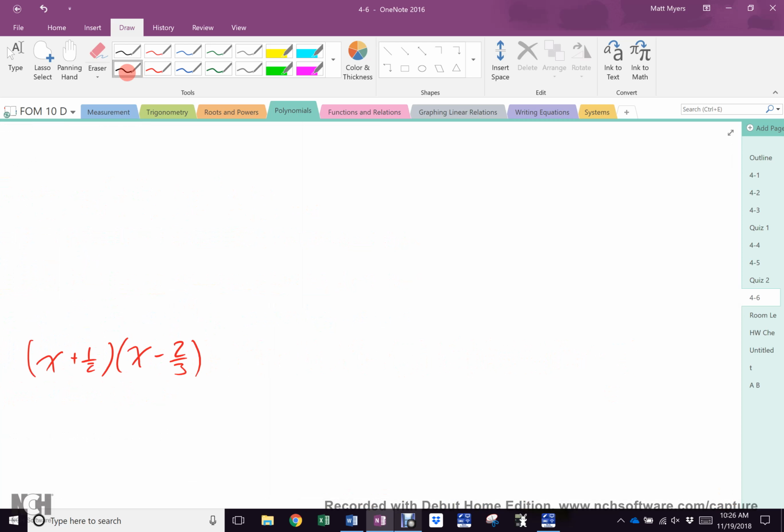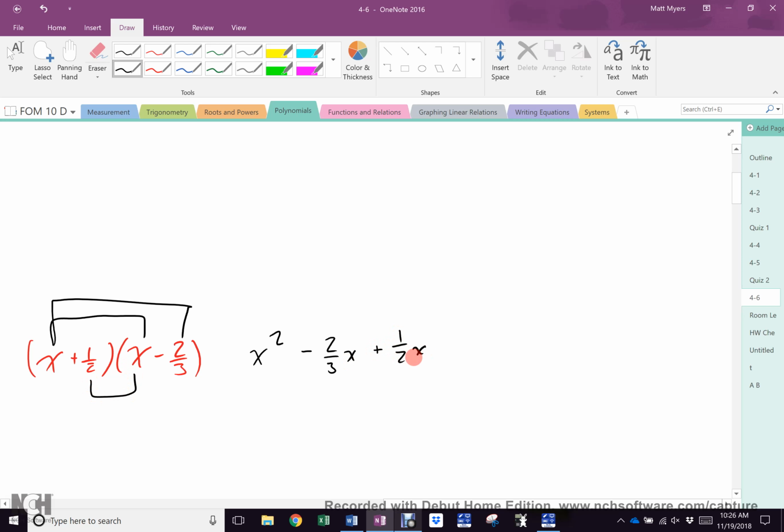You would distribute. What would x times x be? X squared. What would x times negative 2/3 be? Negative 2/3 x, correct? What would 1/2 times x be? Plus 1/2 x, correct? And what would 1/2 times negative 2/3 be? Negative 2/6. Does everyone agree?